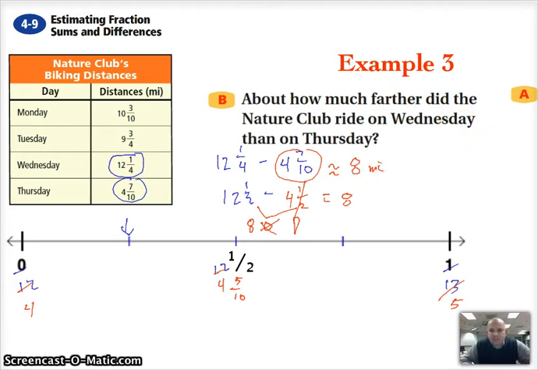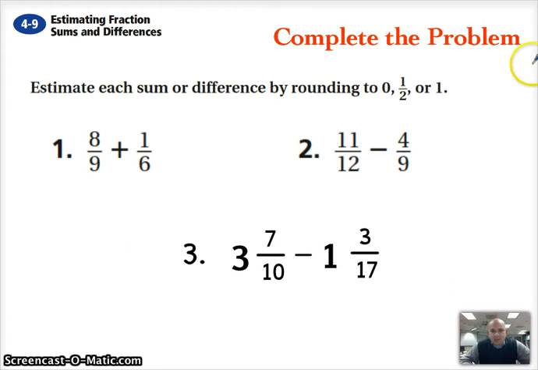Complete the problem is next. 3 problems. I want you to go ahead and estimate. Estimate each sum or difference by rounding to 0, 1/2, or 1. If you need to draw a number line, please do. If you know essentially where you're at in terms of the fraction and its closeness to 0, 1/2, or 1, then you don't need to. But here we have a sum and a difference that we need to contend with, and then we have a mixed number. Actually, 2 mixed numbers that we need to find the difference for, at least the estimate for.